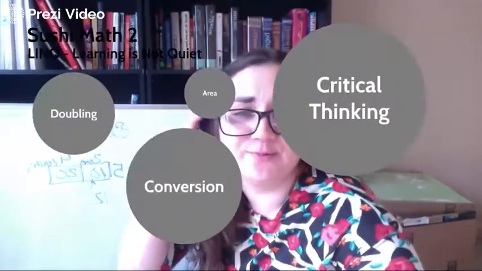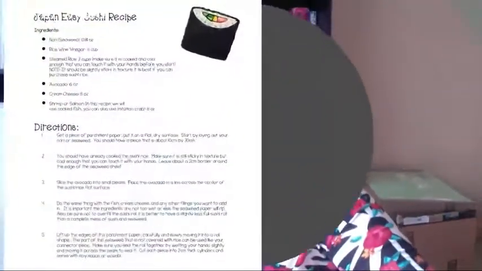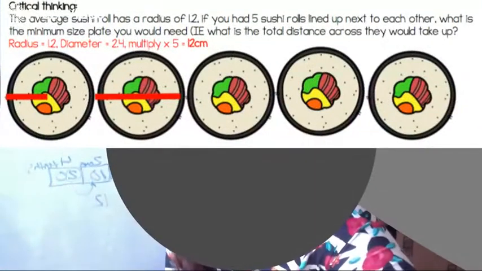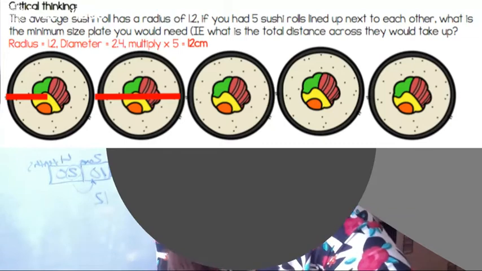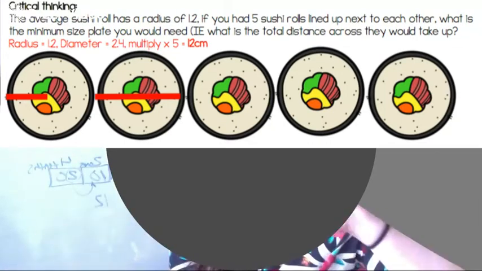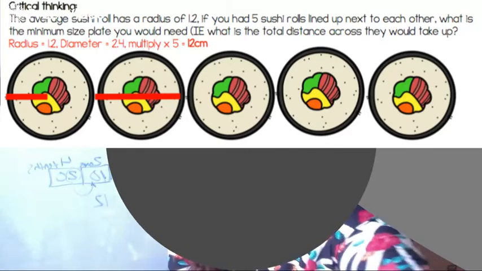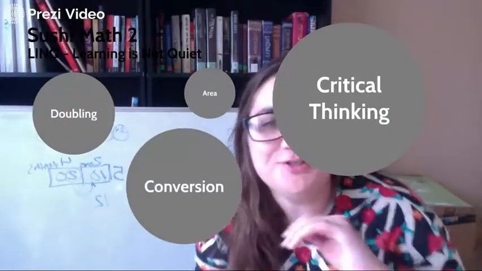Let's see how that stacks up with our actual question. Yep, so it's showing you there too a really good representation of all 5 sushis together and how we go from having the radius on the far left to showing the full diameter on that second one to all 5 across being 12 centimeters. So that's our math lesson today.